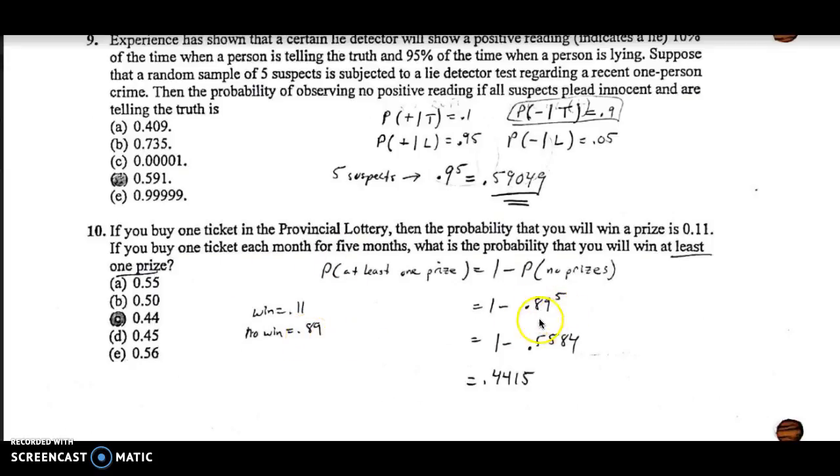You're doing this for 5 months, so 0.89 to the 5th gives you 0.5584. You do 1 minus that, you get 0.4415. Rounded to 2 decimal places, that's going to give you C, 0.44.